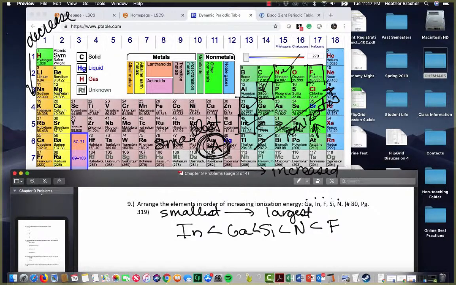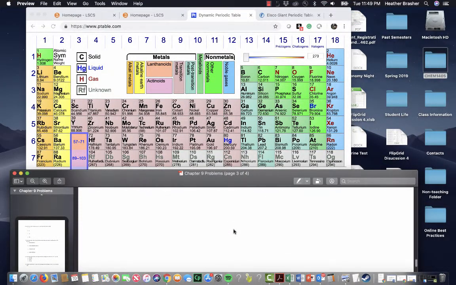So yeah, if this helps you, this corner over here, right, it's the farthest over this way, and it's the highest up. So this is going to be the greatest ionization when you're looking. So that's how you arrange them according to size. Hopefully that helps a little.